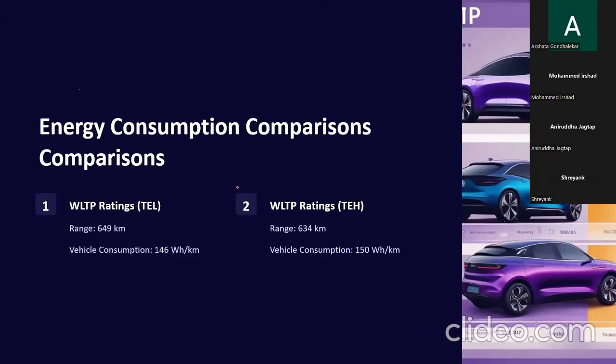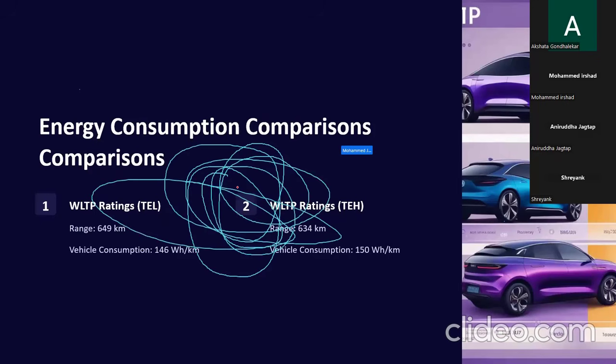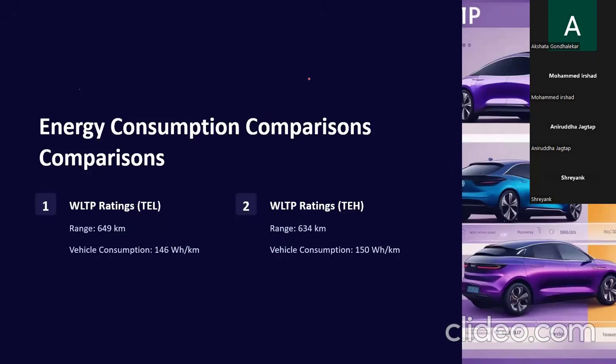Now, whatever the certification or claimed range is, it depends on different testing modes, right? Again, it depends on which driving cycle they're following to test the vehicle range. Based on the WLTP driving pattern, which is a type of TEL, it can give you around 649 kilometers of range. And at that condition, your vehicle consumption rate will be 146 watt hour per kilometer.